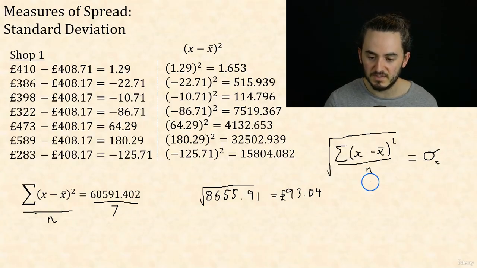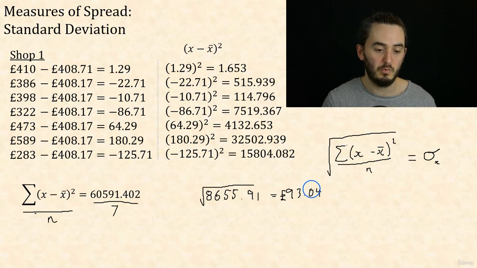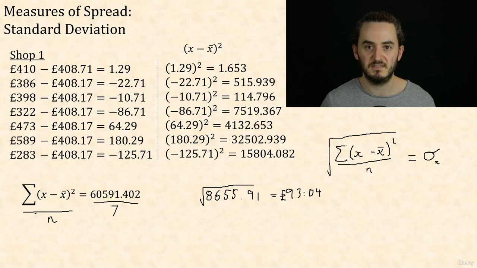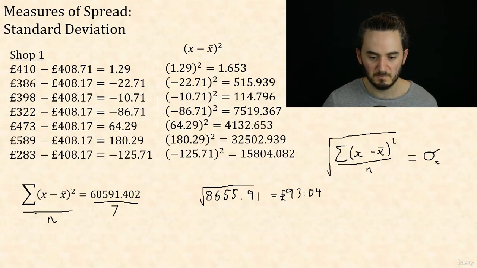The fact that we've got a standard deviation of about £90 tells me that for shop 1, most of the days, the earnings are within about £90 of the average. The average was about £410. So I know that on a normal day, I will get somewhere between £90 more than that and £90 less than that. So that's the intuition for what the standard deviation means.